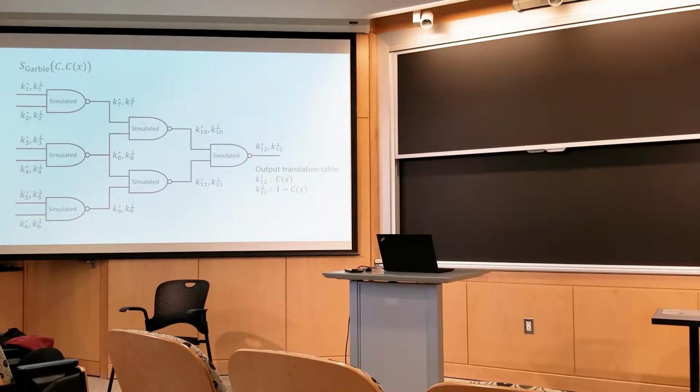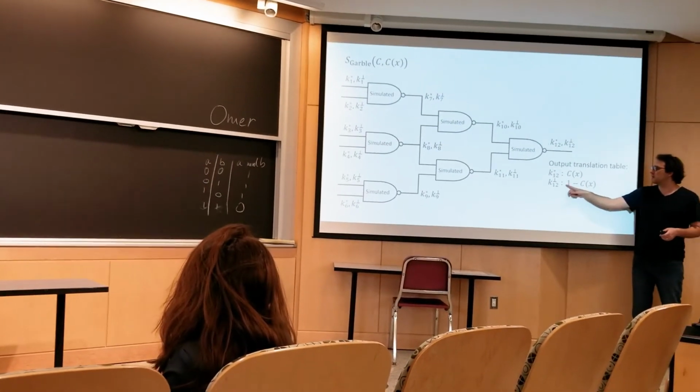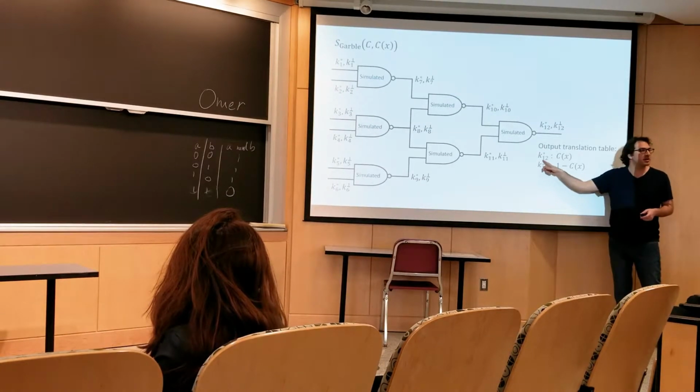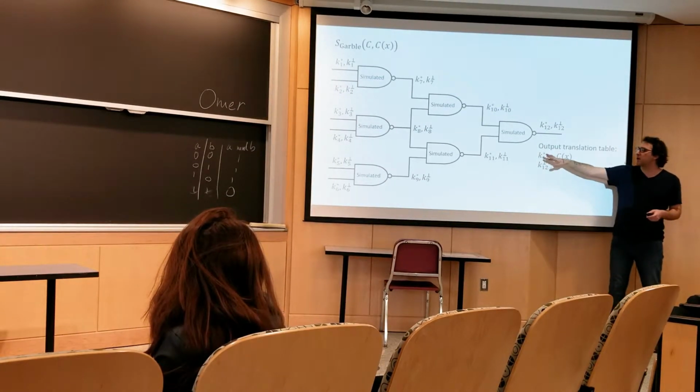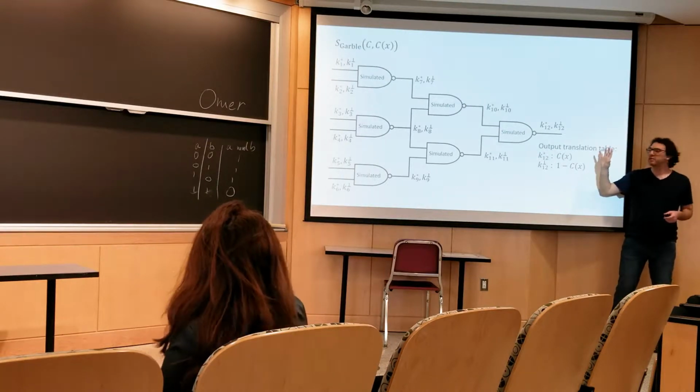We're also giving you this fake output translation table that says the active key for the output wire gives you the correct output of the circuit. The other key gives you the other value. So this is the only time that you actually learn one of the bottom keys. All the other bottom keys are just in our head. You're never actually going to see them in the construction. Okay?